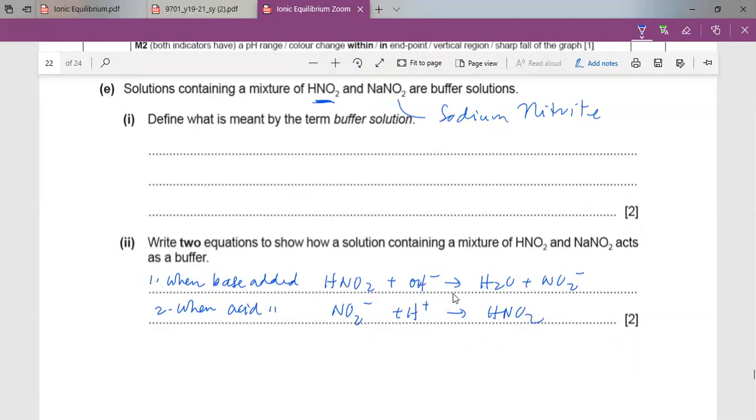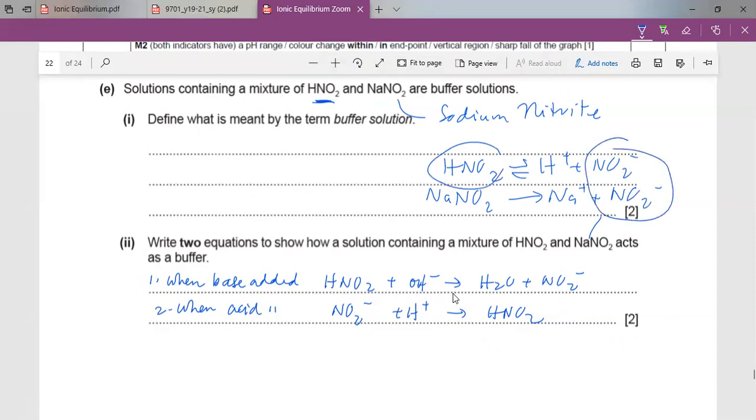Write two equations to show how this solution acts as a buffer. HNO2 is a weak acid, giving H plus and NO2 minus. The sodium salt, sodium nitrite, will totally dissociate, giving Na plus and NO2 minus. These are the main ones.